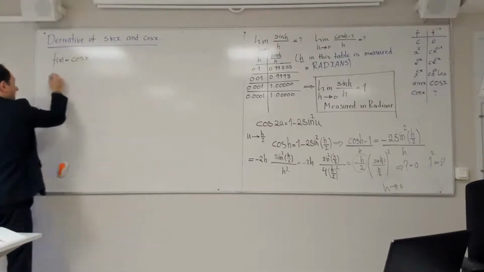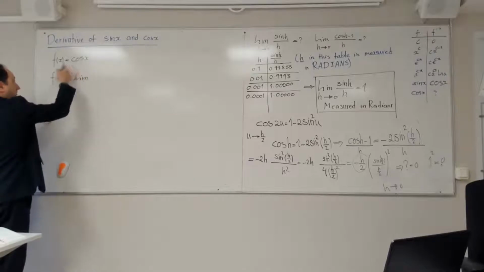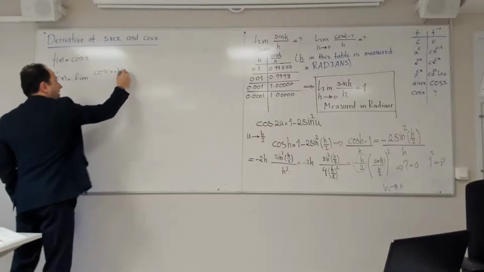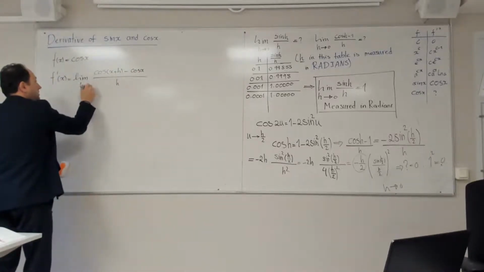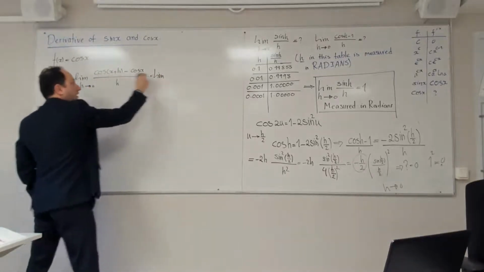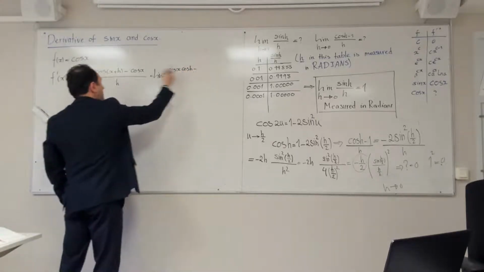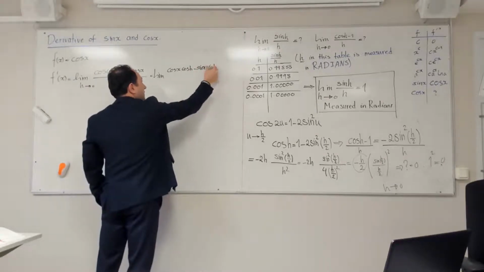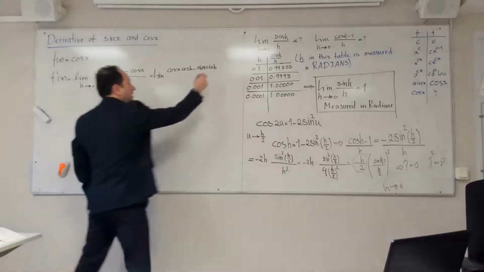So f prime of x, let us do it quickly. It becomes the limit of f of x plus h, in this case cosine of x plus h, minus the function itself, divided by h, as h goes to 0. But then you have another formula, the addition formula for cosine. It becomes cosine of the first one, cosine of the second one, minus sine of the first one, sine of the second one. For the cosine, the sign is opposite. Yes, and then you have minus cosine x.